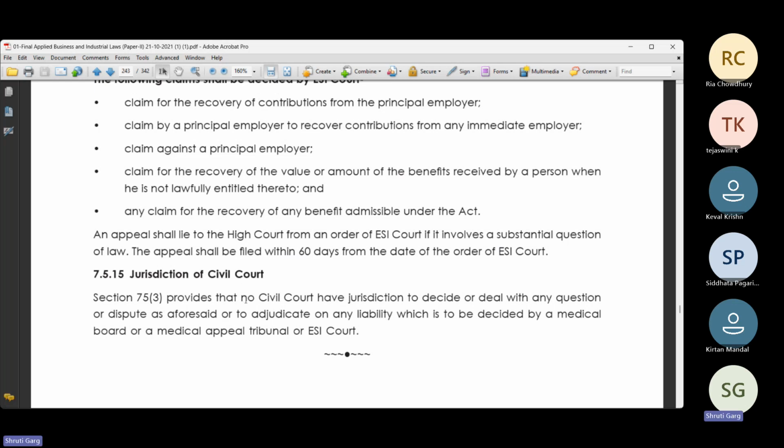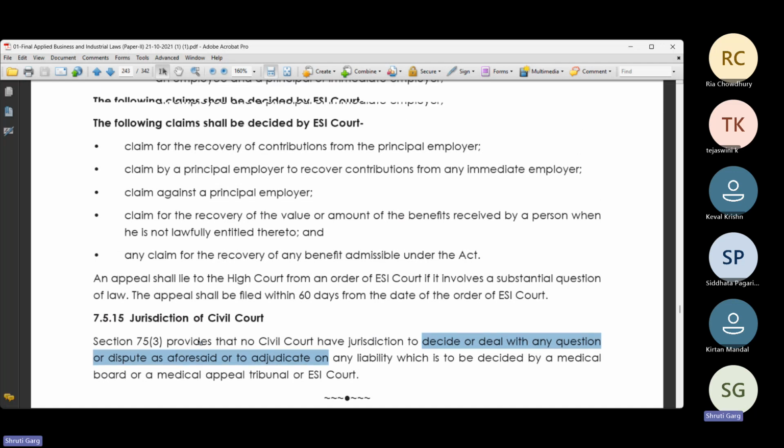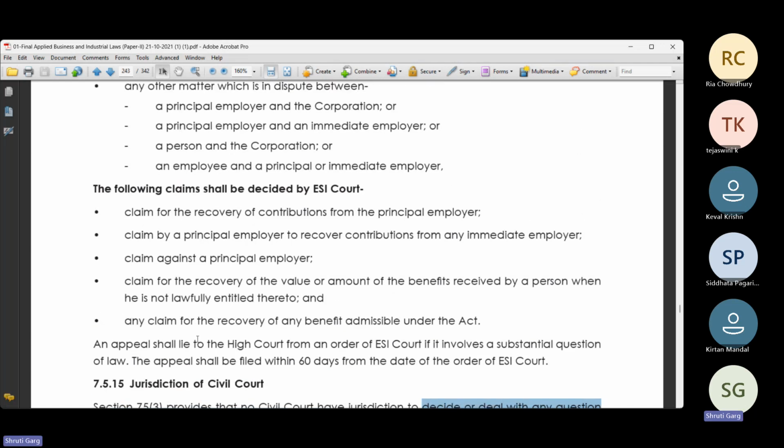Jurisdiction of civil court: no civil court has jurisdiction to decide or deal with any question or dispute as aforesaid, or to adjudicate any liability which is to be decided by a medical board, medical appeal tribunal or ESI court. Only the ESI court and after that the High Court have authority to settle all these matters and claims. Okay, class?